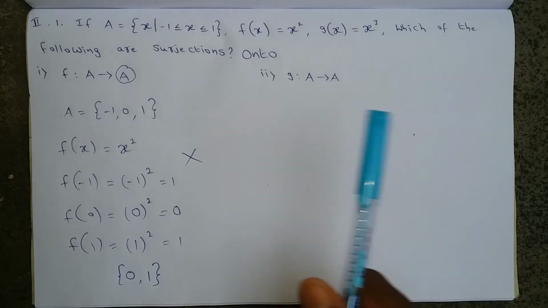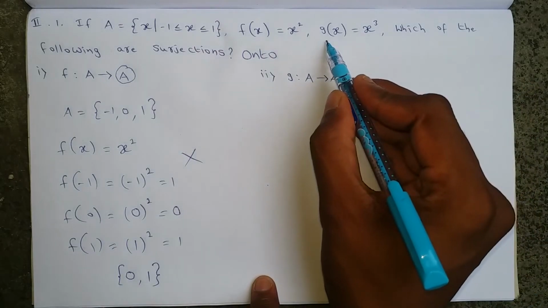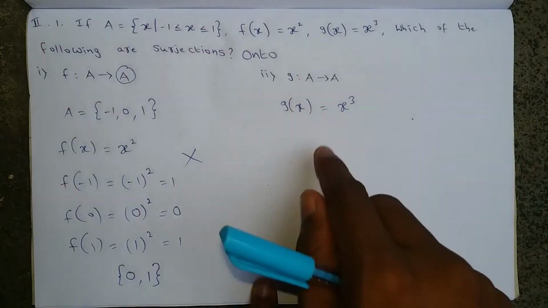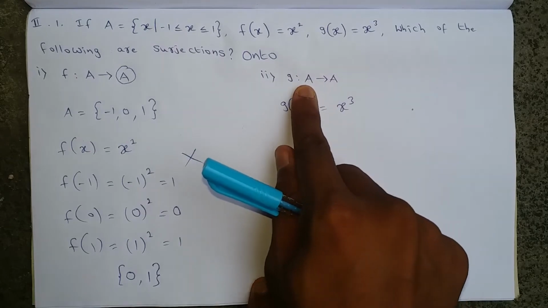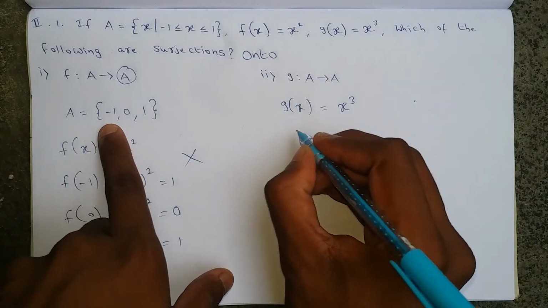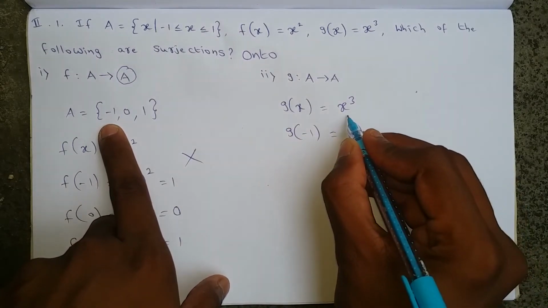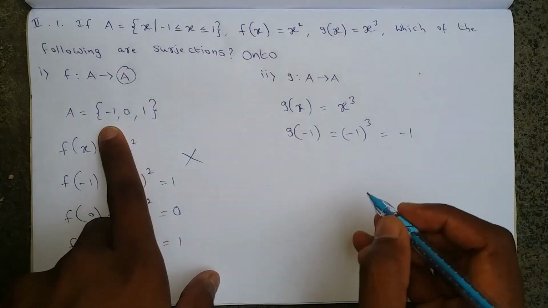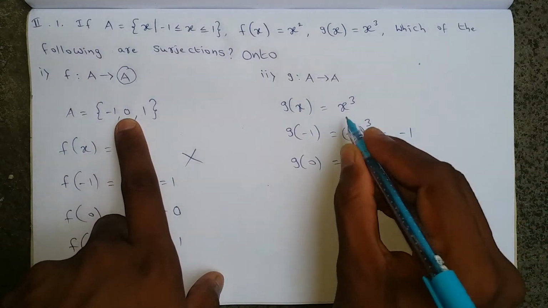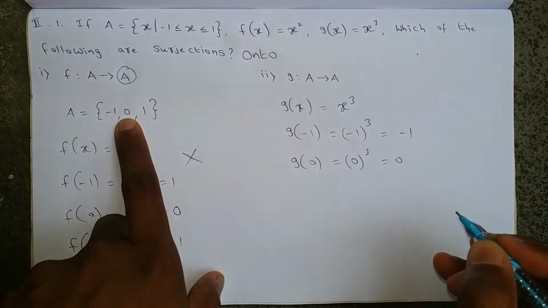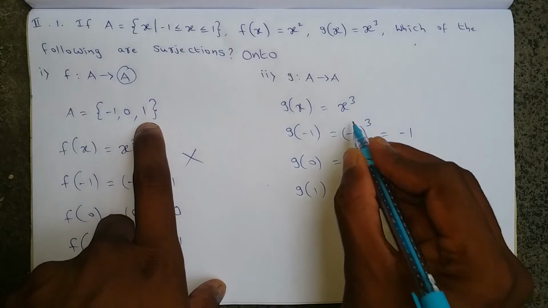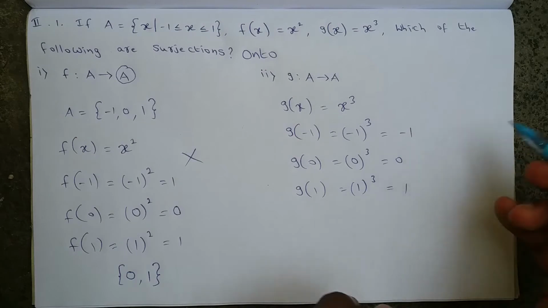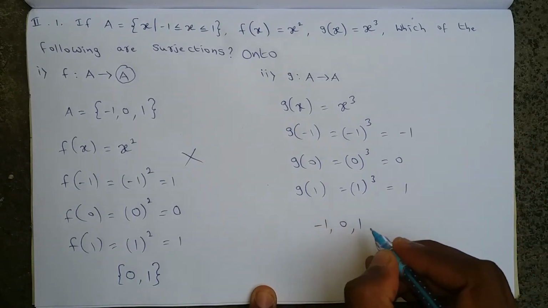Next, let us move to the second one. g is a function from A to A. So what is g defined as? g of x is equal to x cube. Again, it is also from set A to A only. So set A is nothing but minus 1, 0, 1. Let us substitute one by one element. g of minus 1. In the place of x, minus 1 whole power 3, minus 1. Next element 0. g of 0. In the place of x, 0 power 3, 0. Next element is 1. So g of 1. In the place of x, 1 power 3, nothing but 1. Now whatever answers we got, those all come under the range. So minus 1, 0, plus 1.